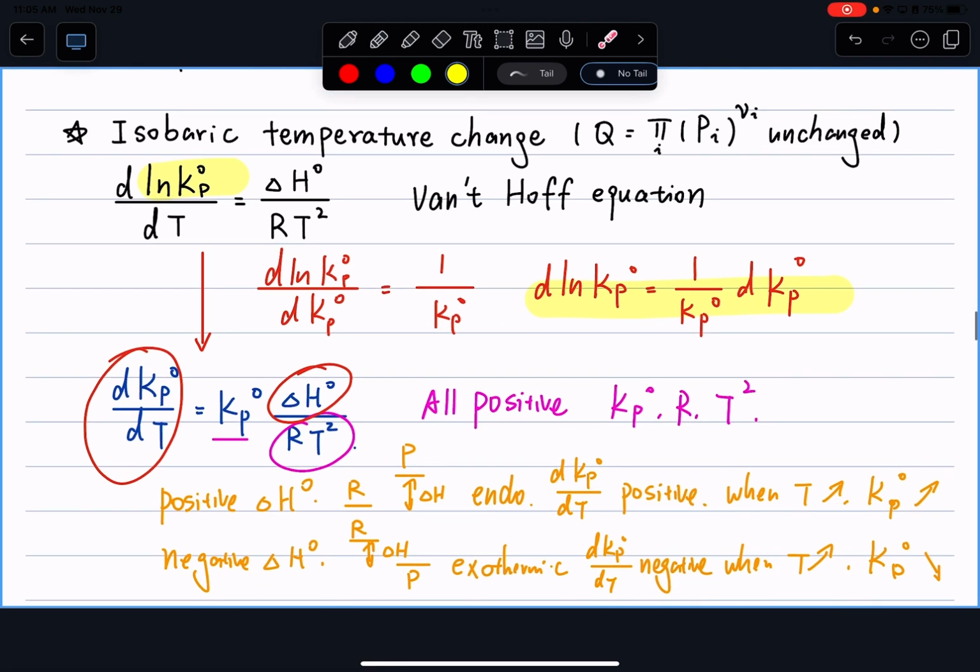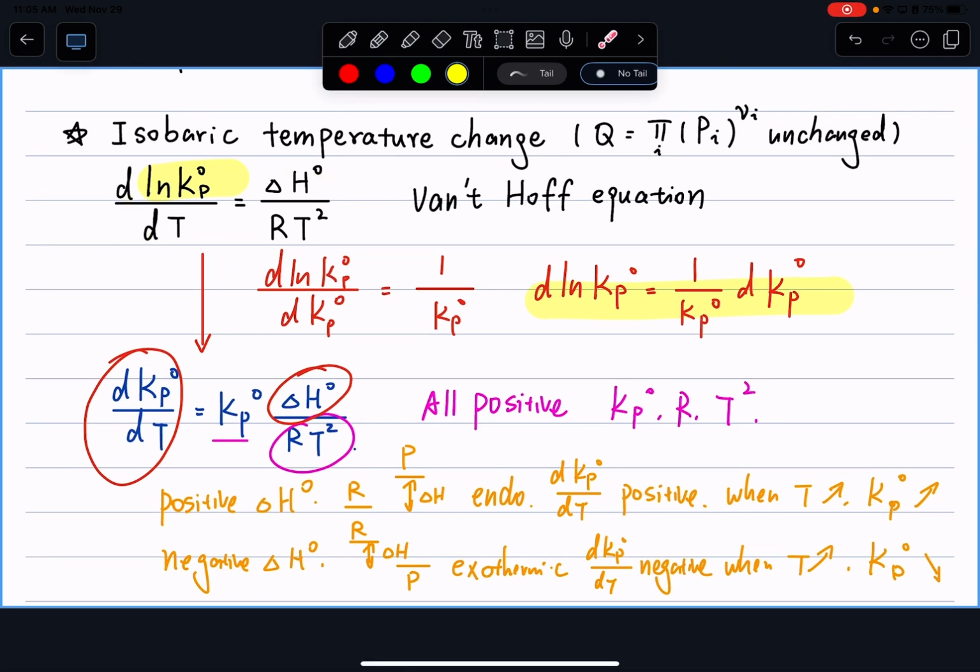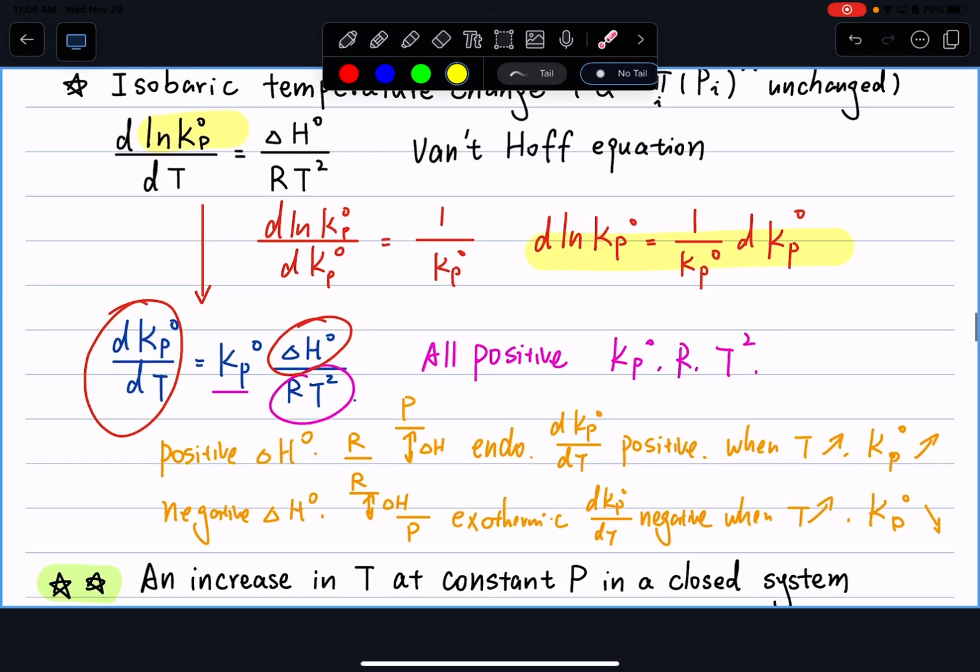We went over a derivation here, starting from the van't Hoff equation, and doing a bunch of calculus, we found out how your equilibrium constant is going to change with respect to temperature. And depending on whether this is a positive number or a negative number, we predict your equilibrium constant to change differently. In this case, the equilibrium constant, gas constant, and temperature squared will always be positive. So whether this differential is positive or negative only depends on the nature of your reaction.